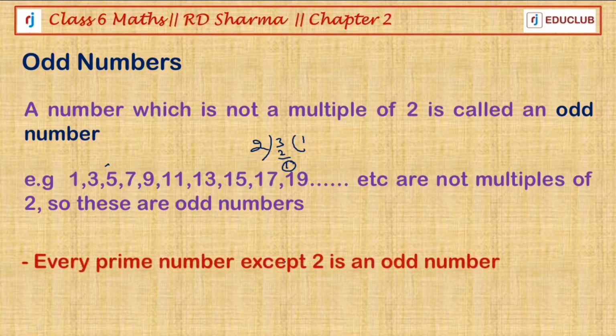Every prime number except 2 is an odd number. You can see all these numbers are odd numbers. So we'll learn prime numbers later. Then we will see all the prime numbers except 2 are the odd numbers only.